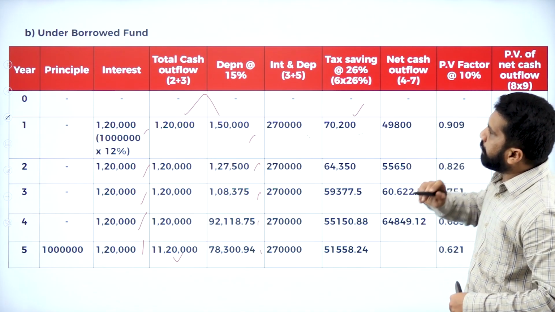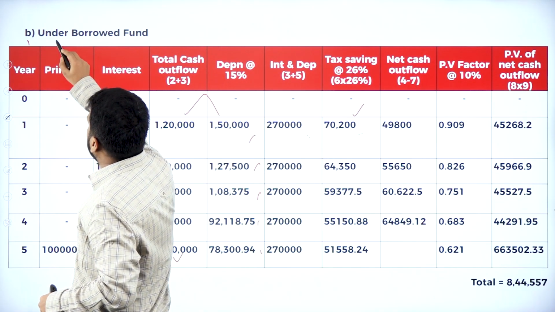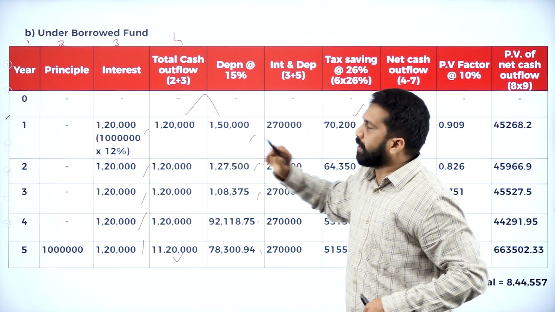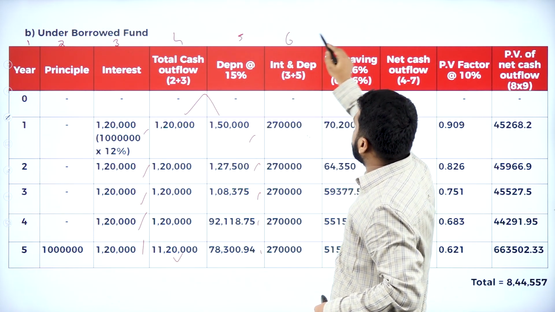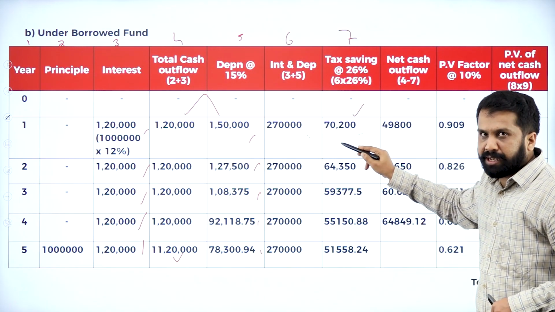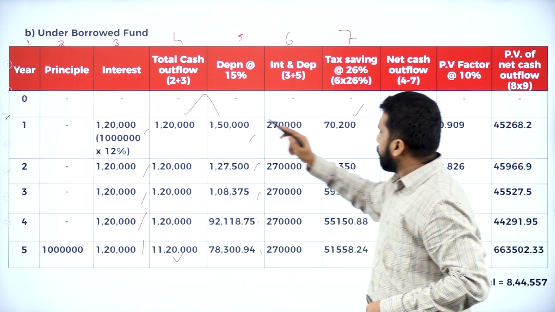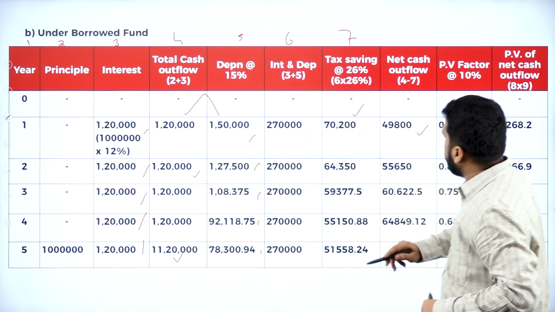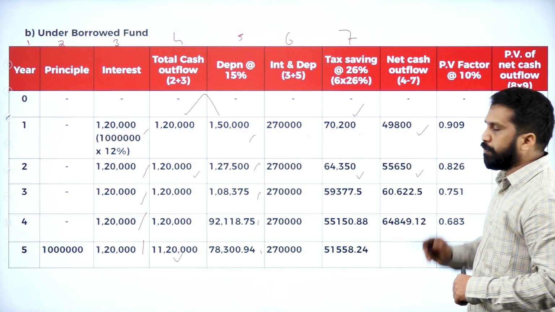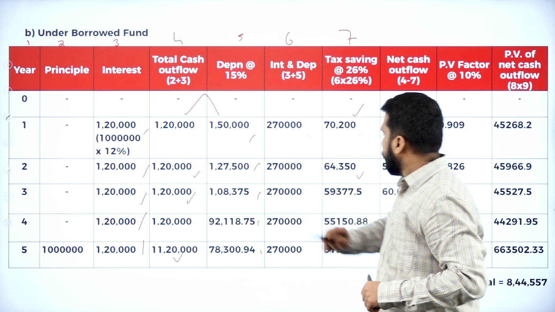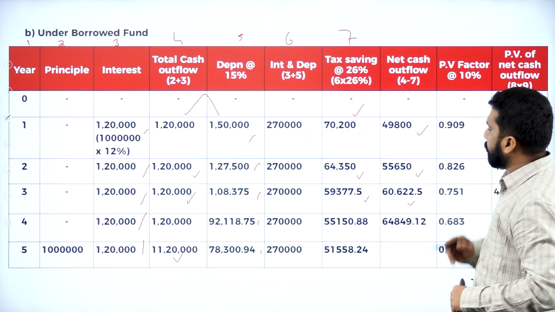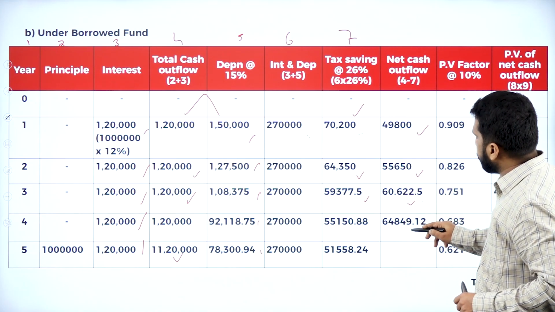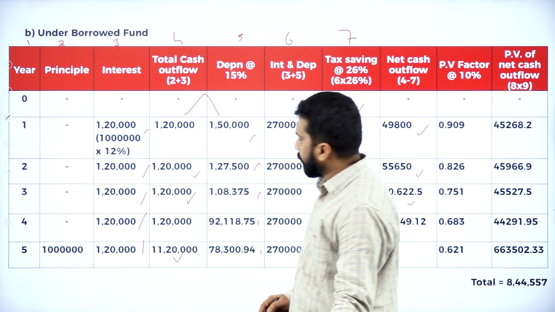So column 4 minus column 7. What is your column number 4? Your total cash outflow is 1,20,000. What is your 7th column? 70,000. 1,20,000 minus 70,000, 49,000. Similarly, 1,20,000 minus 64,000, 55,000. 1,20,000 minus 59,000, 60,000. Similar, easiest one. Just minus that. You will get this, and the last one I'll calculate.